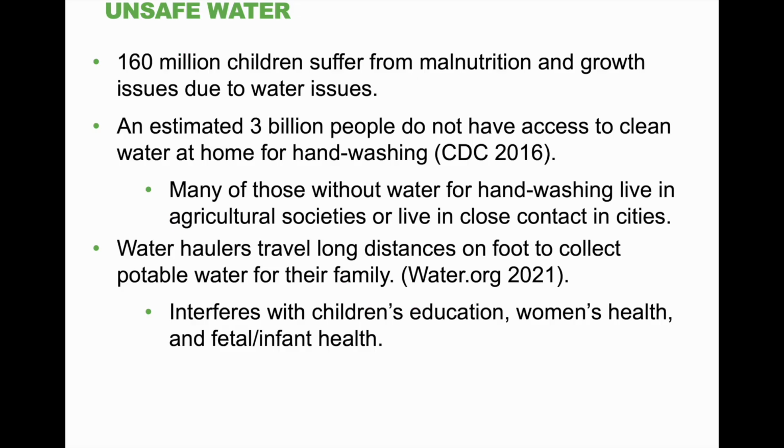Unsafe water. 160 million children suffer from malnutrition and growth issues due to water issues. An estimated 3 billion people do not have access to clean water at home for hand washing, CDC 2016. Many of those without water for hand washing live in agricultural societies or live in close contact in cities. Water haulers travel long distances on foot to collect potable water for their family, Water.org 2021. This interferes with children's education, women's health, and fetal and infant health.